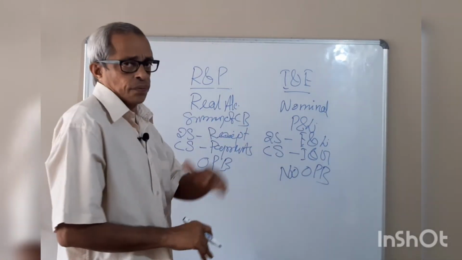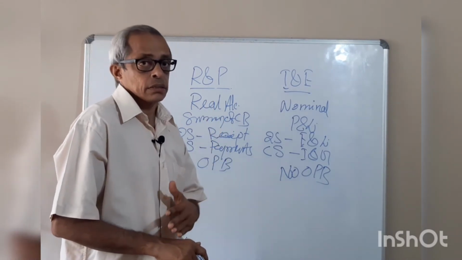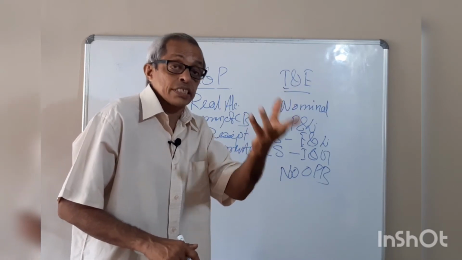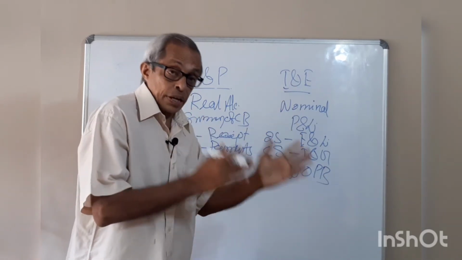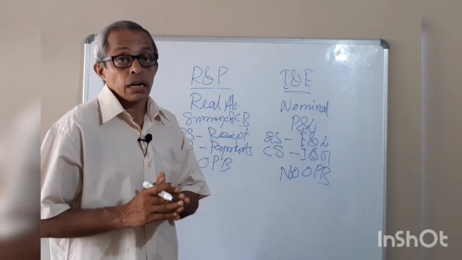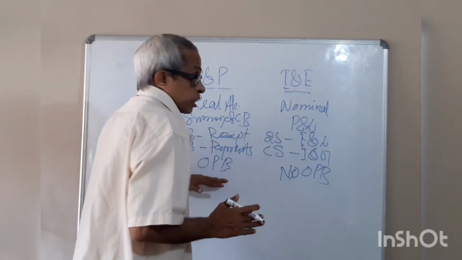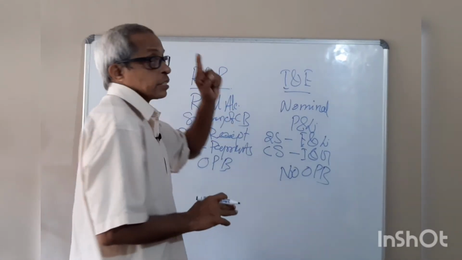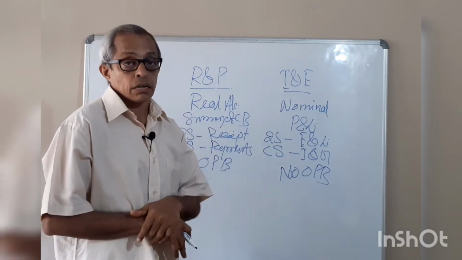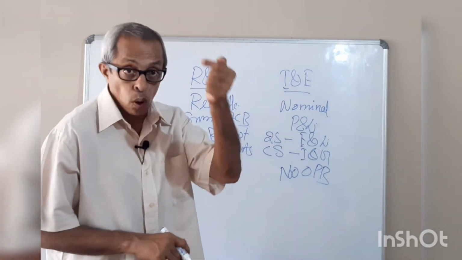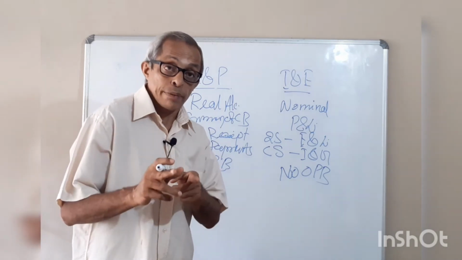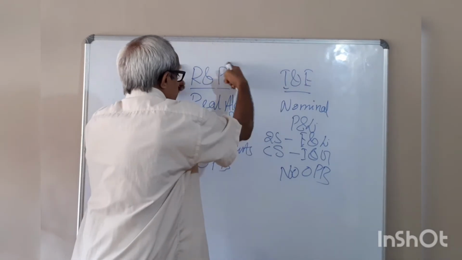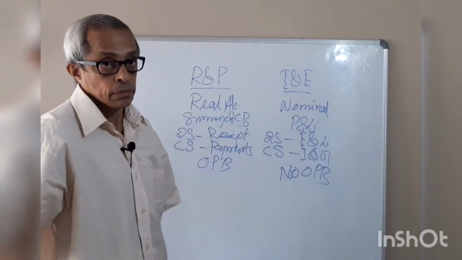All types of receipts, that means all receipts belonging to previous year, current year, future year will be taken into account in receipts and payments account. Likewise, all payments belonging to previous year, all payments belonging to current year, all payments in advance for future years will also be recorded in receipts and payments account.